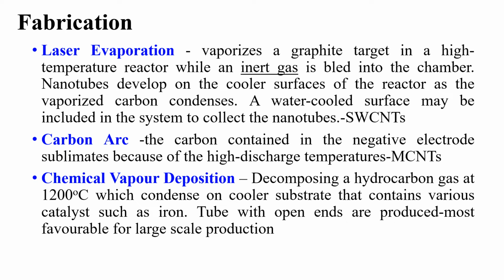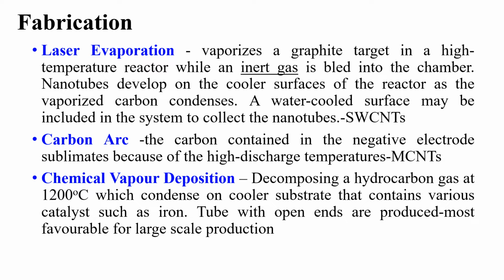Fabrication. There are mainly three methods for the fabrication of carbon nanotubes: laser evaporation technique, carbon arc method, and chemical vapor deposition. In laser evaporation technique, a graphite target is heated using a laser beam, which is then condensed on a cooler surface. Single-walled carbon nanotubes are made using this technique.